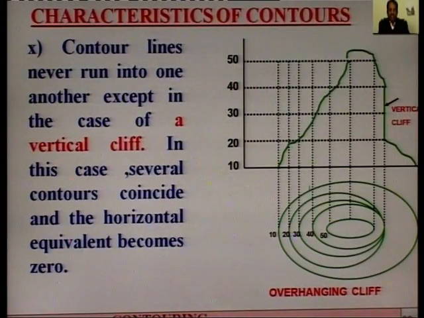So contour lines never run into one another except in the case of a vertical cliff. In this case, several contours coincide and the horizontal equivalent becomes 0. Please see on your monitor screen, this is the characteristic of a vertical cliff.